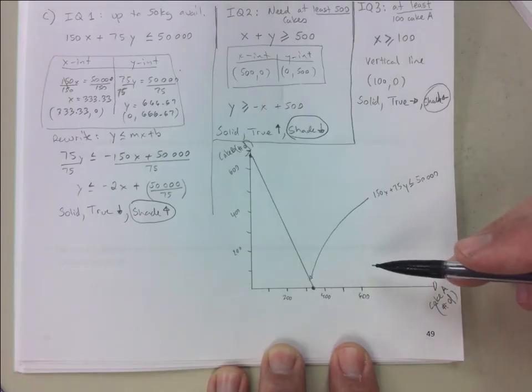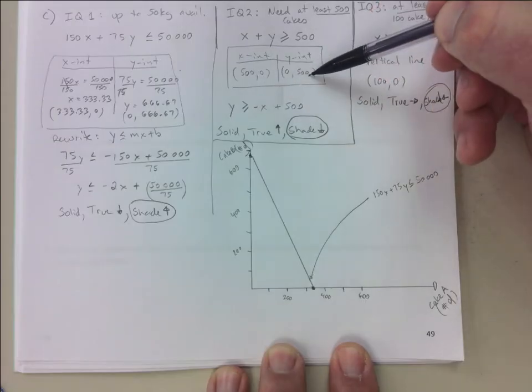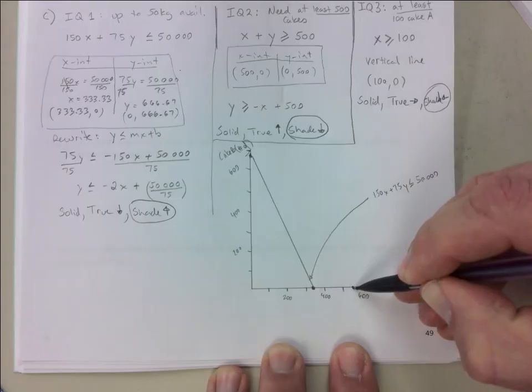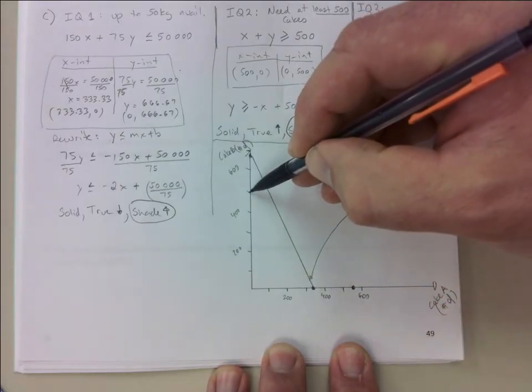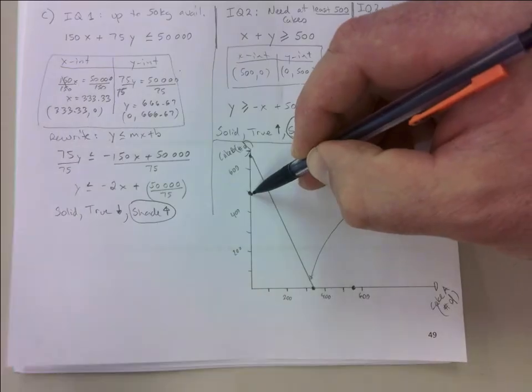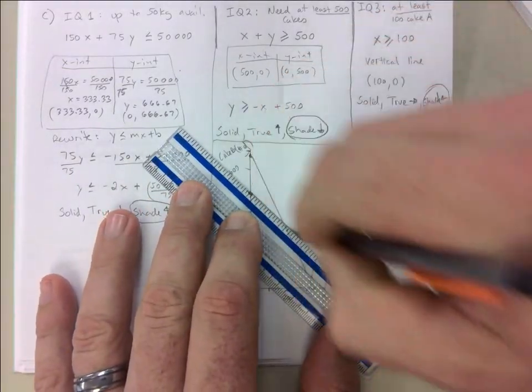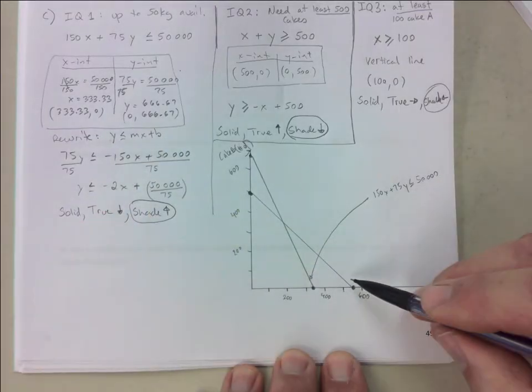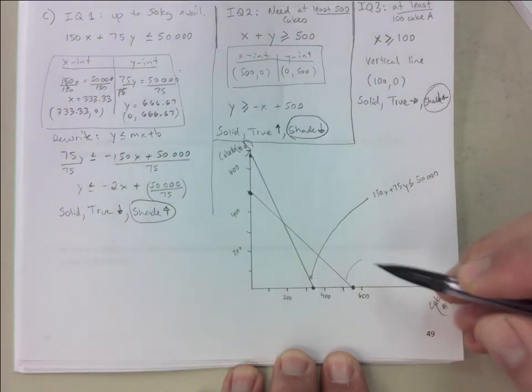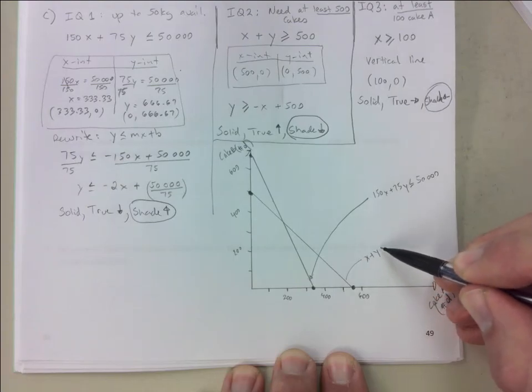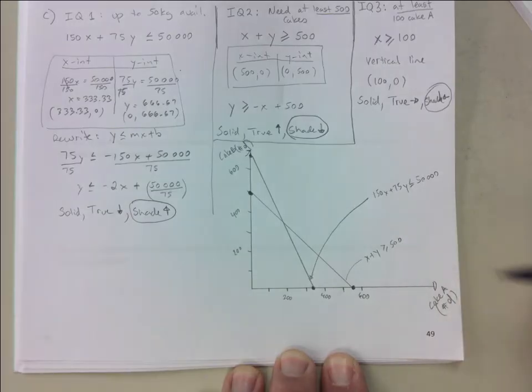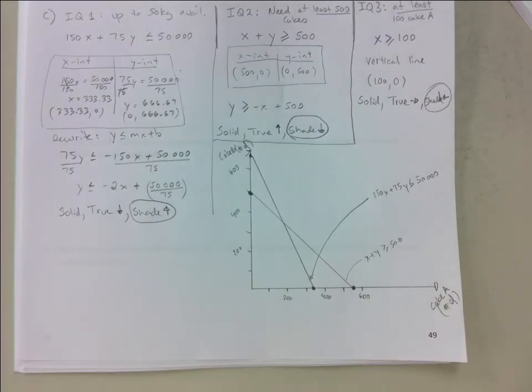That's one line. The other one is 500, 0, 0, 500. 500, 0 is right there. 0, 500 is right there. Label that one too. x plus y is greater than or equal to 500. Just wait for now. Guys back there, just wait for now. Okay, till we're done.